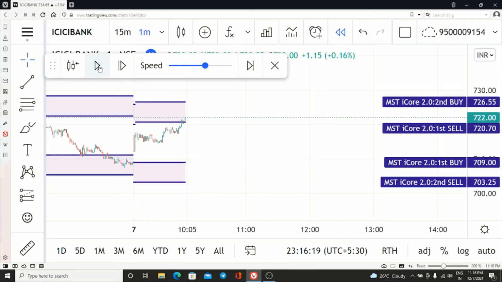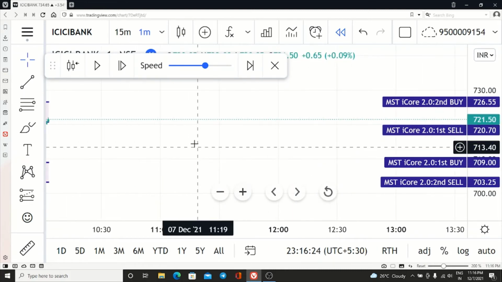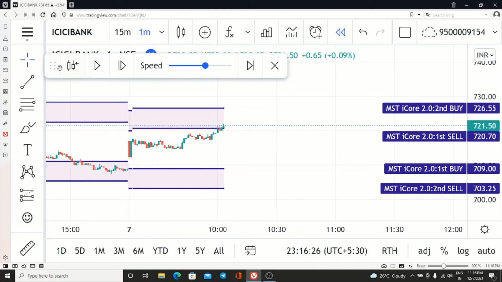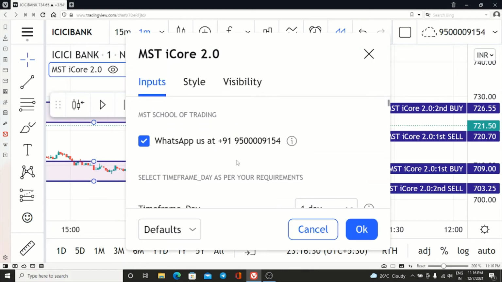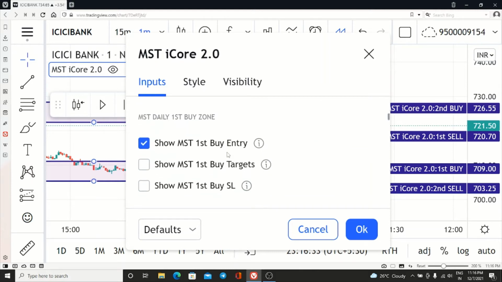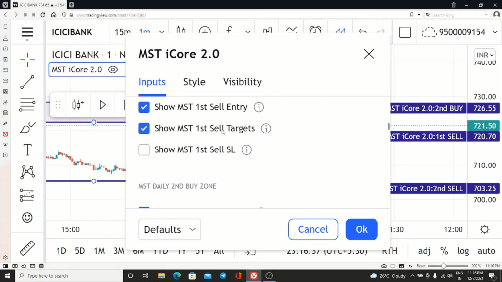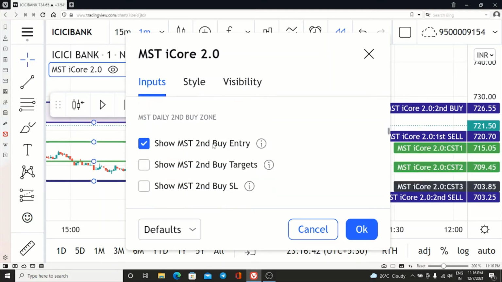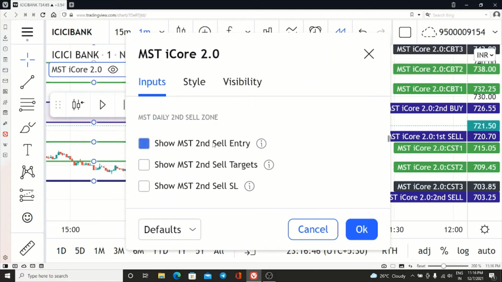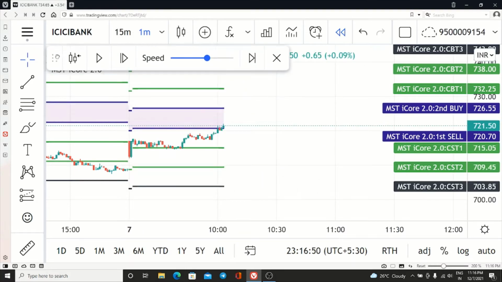See, our sell got activated exactly here. So now what you have to do, come to the indicator settings. Since sell activated, you have to remove your buy entry and enable your first sell targets. If you want, you can enable first sell SL, otherwise you can enable the second buy and second buy targets and remove the second sell SL. So now is everything clear?